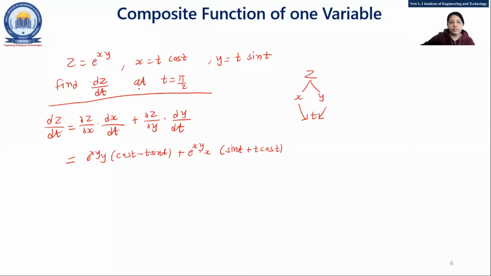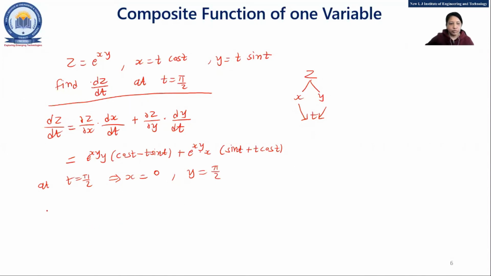Now what you need to find out is at t equal to pi by 2. So at t equal to pi by 2, what are your x and y? Just simply put t equal to pi by 2 here. So cos pi by 2, you will get 0, and y. So sin pi by 2, you will get what?